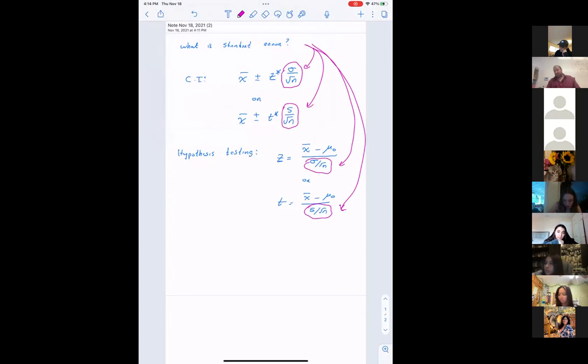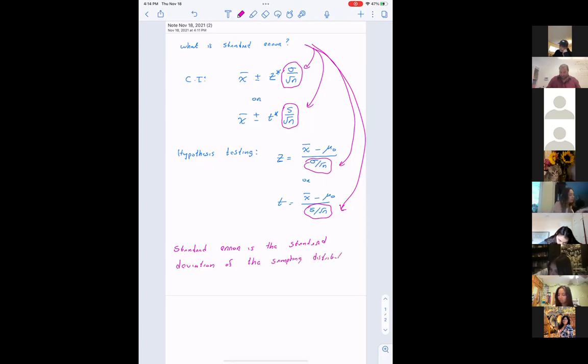The standard error is essentially the standard deviation of the sampling distribution. Standard error is the standard deviation of the sampling distribution. That is what the standard error is.